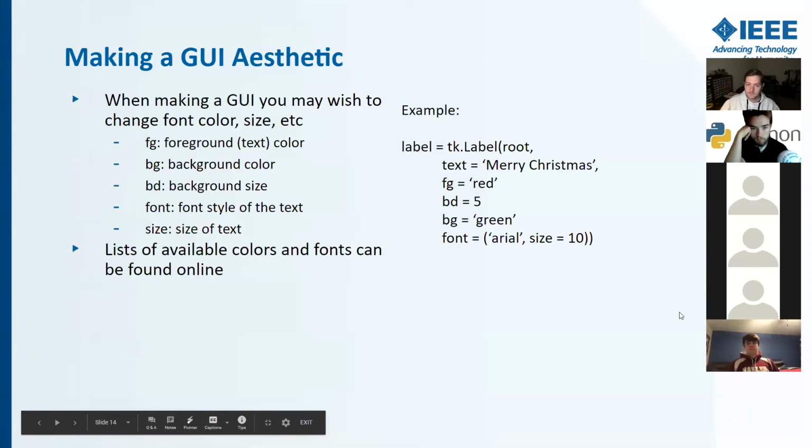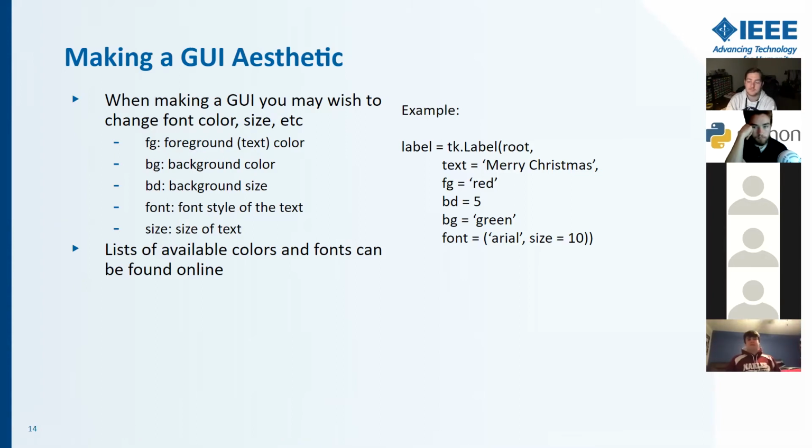First I'll actually talk about making our GUI aesthetic, because sometimes you want to have different text or different text size or maybe different colors, things like that. Make it look pretty, you know? There are lists and lists of available colors and fonts, hundreds of fonts and hundreds of specific colors. You can find those all online just by Googling Tkinter fonts, Tkinter colors. There's way too many to list here, but basically any color that you want, you can use.